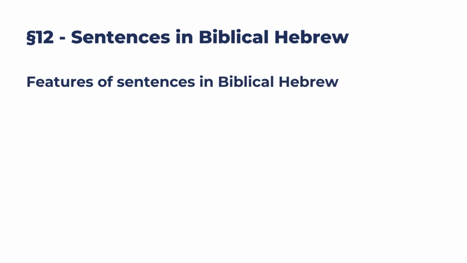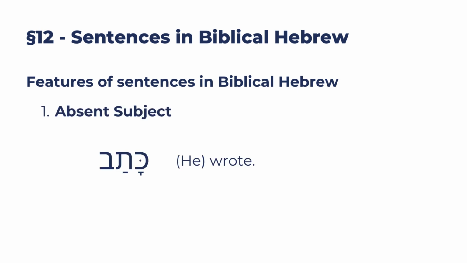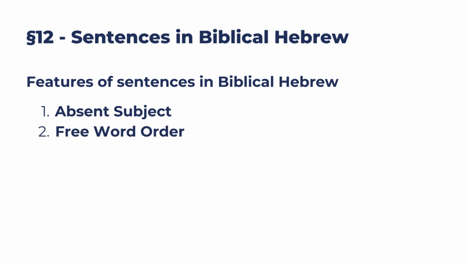Now that we have a basic grasp of sentences, we can consider unique features of sentences in Biblical Hebrew. First, Hebrew does not have to have an explicit subject. For example, katav means he wrote. It's a complete sentence by itself. The subject is indicated by the morphology of the verb.